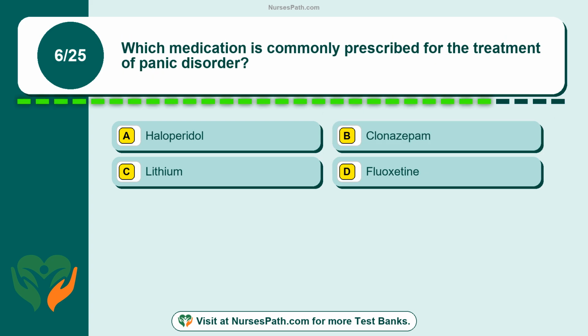Question 6. Which medication is commonly prescribed for the treatment of panic disorder? Option A, haloperidol. Option B, clonazepam. Option C, lithium. Option D, fluoxetine.